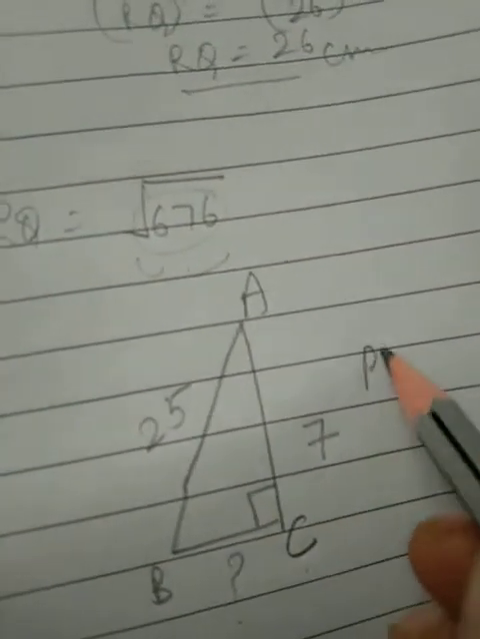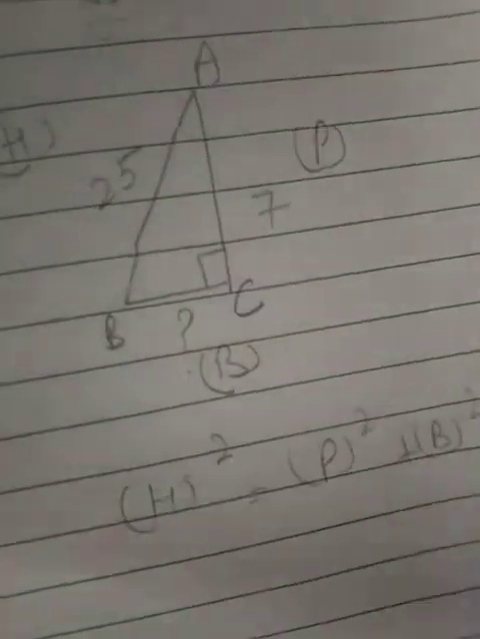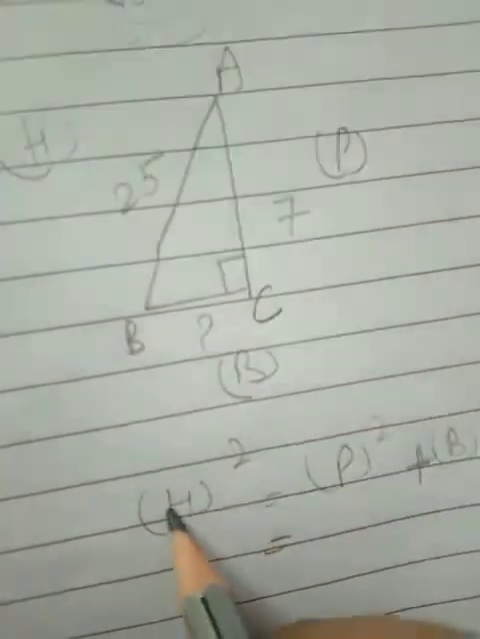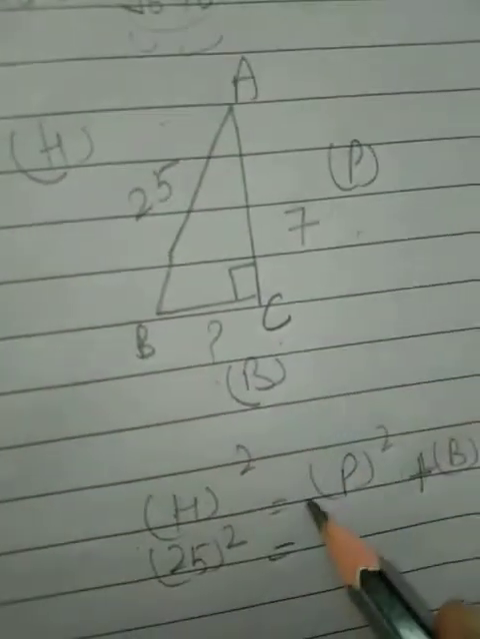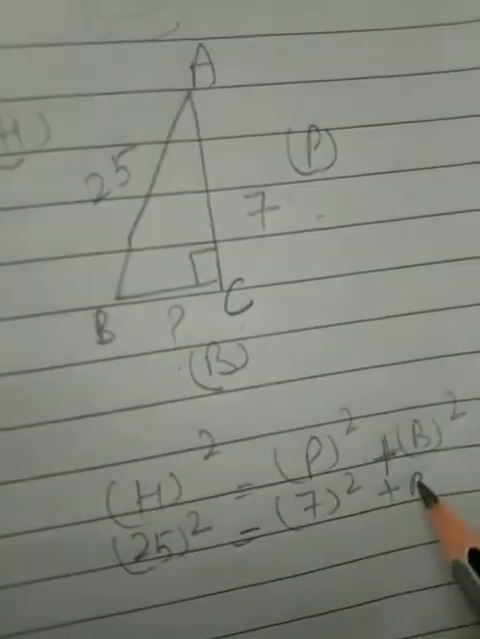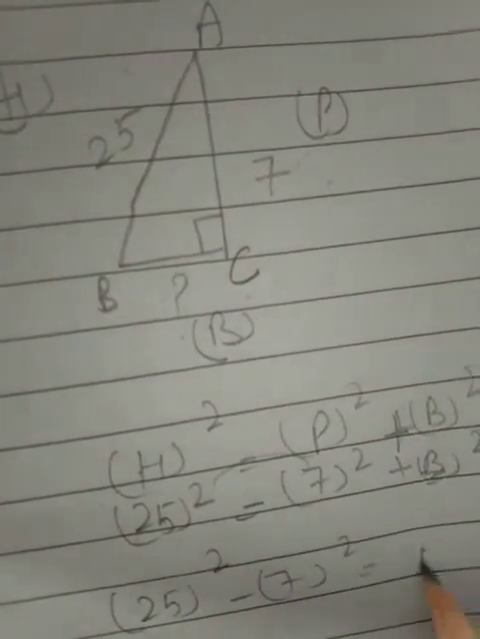See, this is the perpendicular, this is the hypotenuse, and this is the base. So the Pythagoras theorem formula: hypotenuse square equals perpendicular square plus base square. The hypotenuse value is given, 25 square, the base value is given, that is 7 square, plus perpendicular square. Now you have to find the value of the perpendicular, so it will come this side: 25 square minus 7 square equals the perpendicular square. Now you are able to solve this.